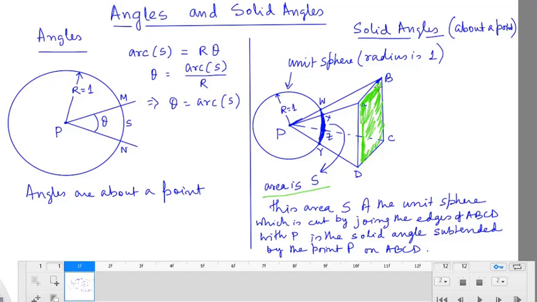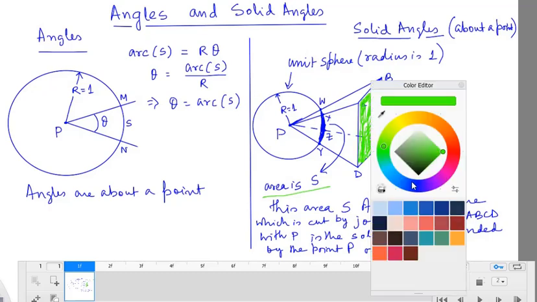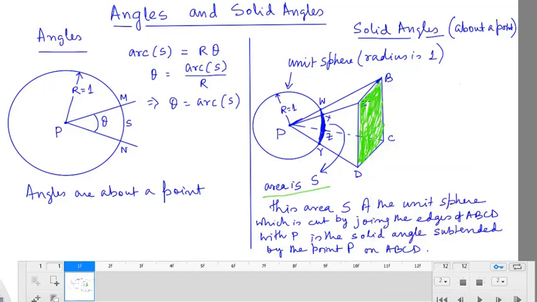Okay, never mind, this is the area, and I have joined all the edges. I have joined all the edges. The portion which is being cut out from this unit sphere is the solid angle.